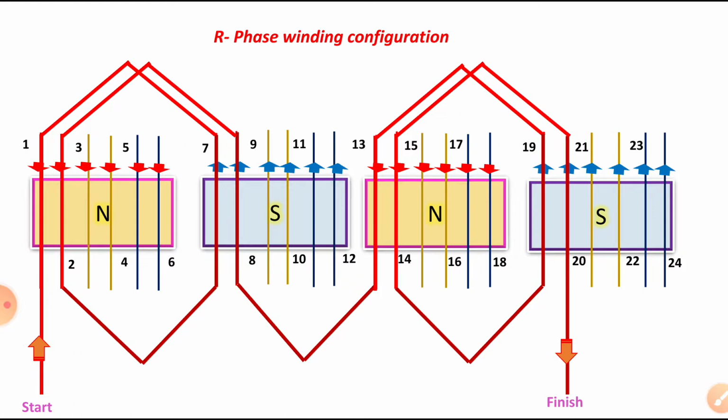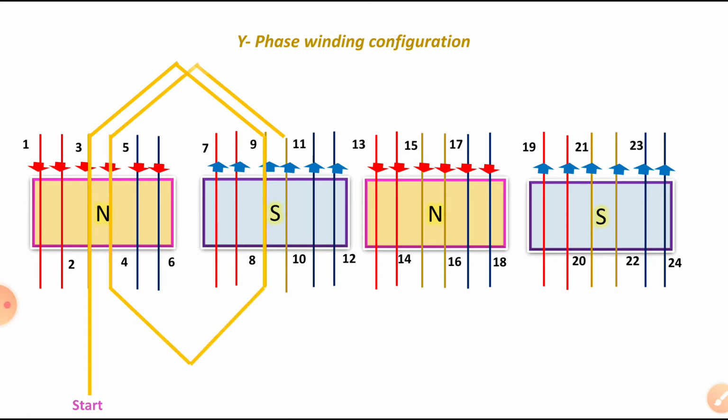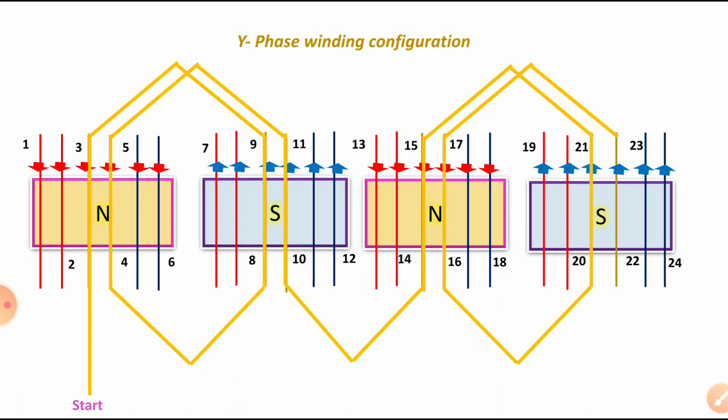Similarly, you can see the Y phase also. So Y phase started from the third slot. So start third slot, connect to 3 to 9, 9 to 4, 4 to 10, and 10 to 15, so we are going to the 15. Another batch 15 to 21, and 21 to 16 front pitch, and 16 plus 6 is equal to 22.